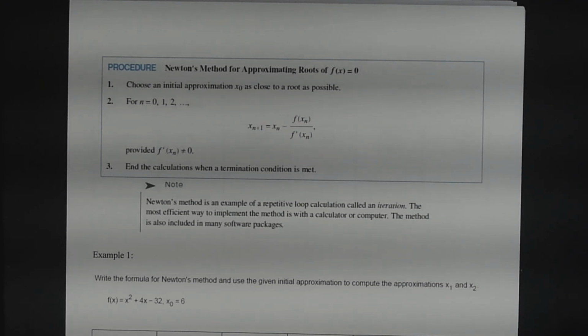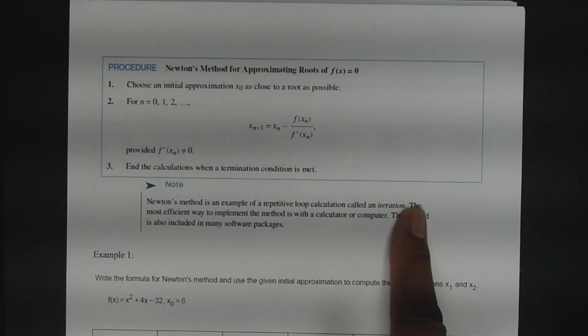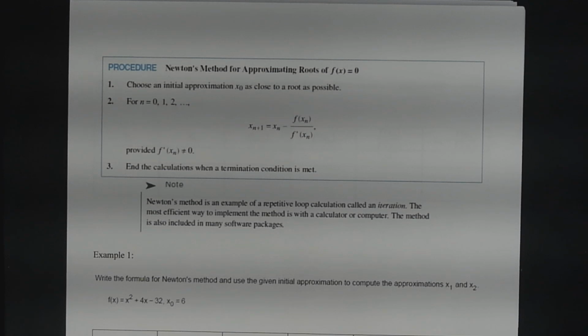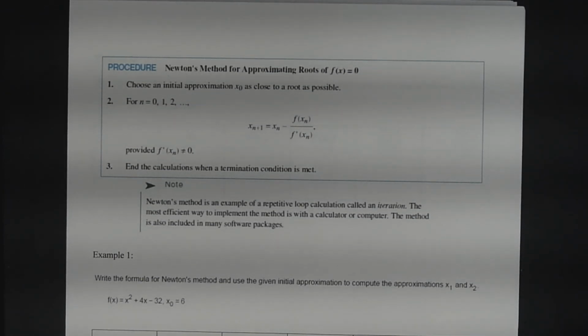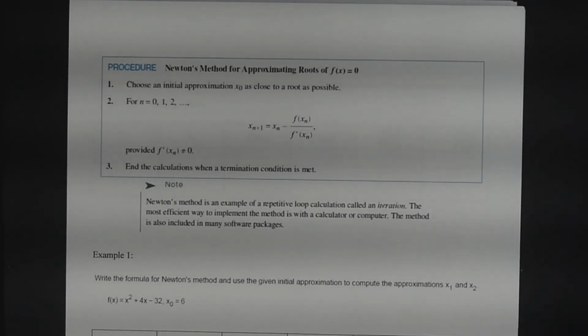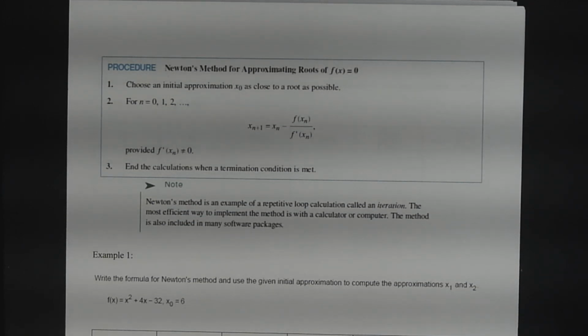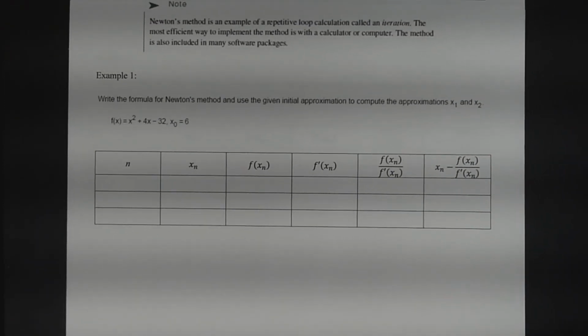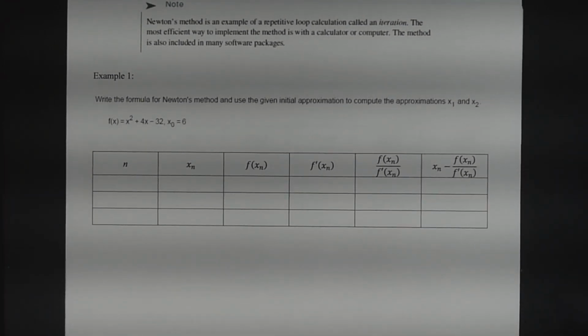So here, Newton's method is an example of a repetitive loop calculation called iteration. So you're going to be doing as many iterations as you can until you get the same value for x of n plus 1. The most efficient way to implement the method is with a calculator or computer, and I'm going to show you how to use the calculator shortly in this video. This method is also included in many software packages. All right, so if we start with example 1, I'm going to do the long way with this one. And then the remaining examples, I'm going to show you how to use the graphing calculator to do these types of problems here.